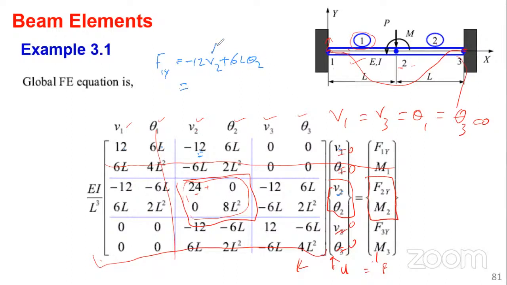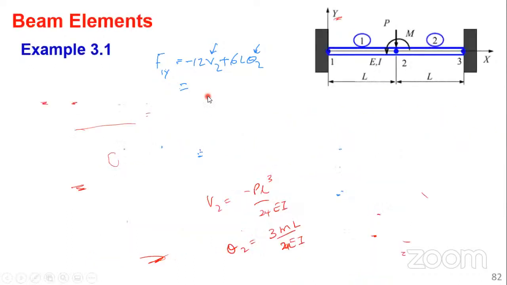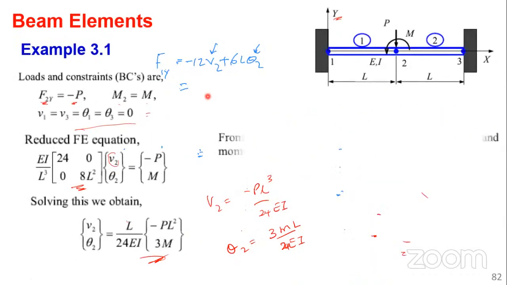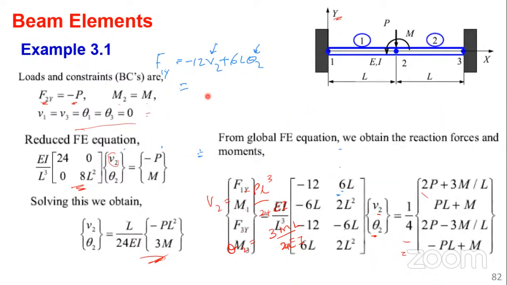Already we have determined what is V2. You have already determined what is theta 2, and this is what you are obtaining from this. So don't worry about what you are getting here. We have only remained with the quantities that are necessary to determine F1y. F1y we have said is minus 12 times V2, plus 6L times theta 2.